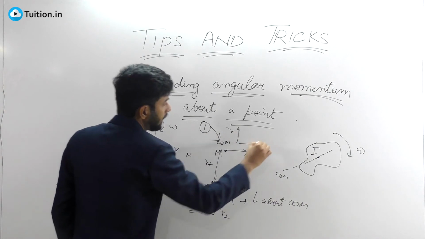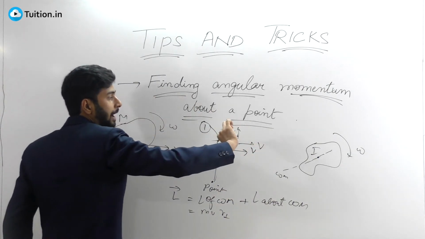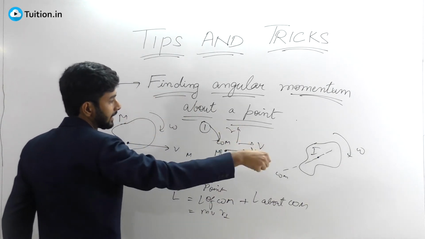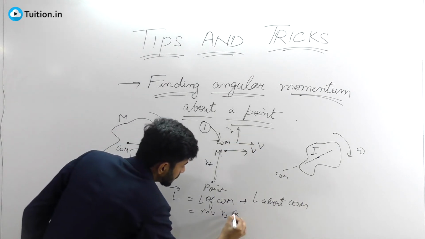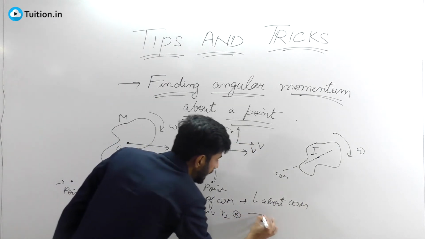You need r cross v, so put a screw, rotate from r to v through the smaller angle, and the screw goes in. It goes in, so it will be a cross. That is the direction, plus L about center of mass.